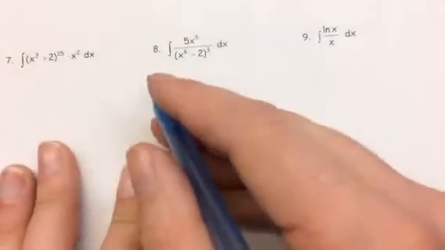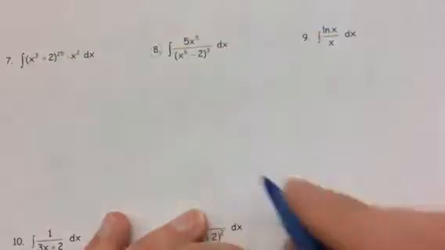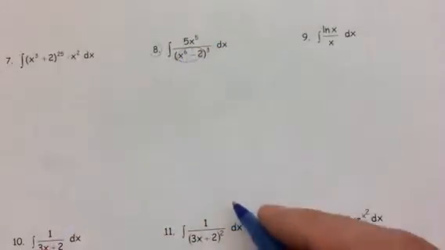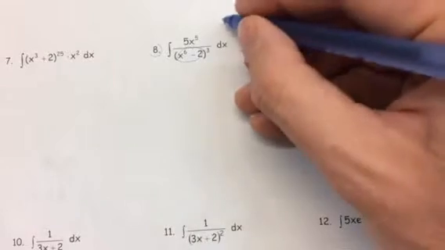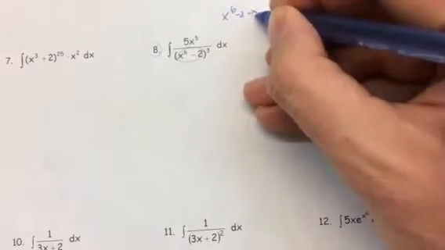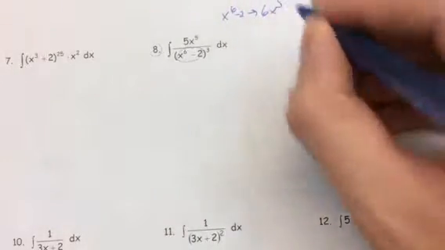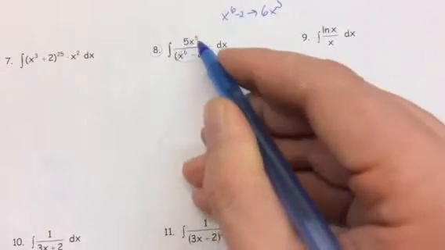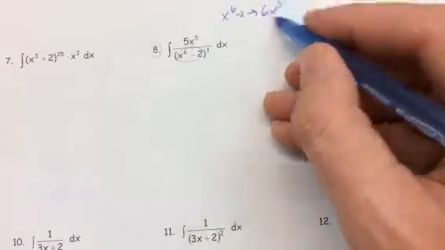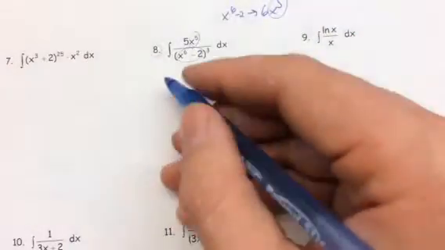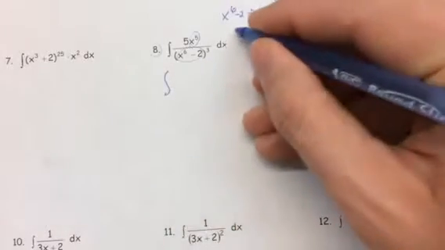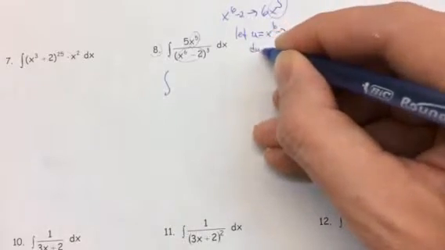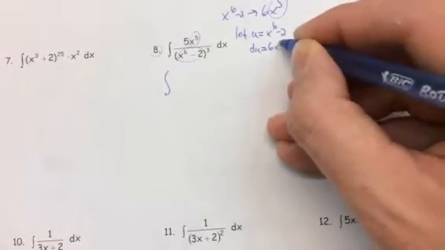On the back, I like number 8 a lot. Number 8's an important one to be able to recognize. The inside function is clearly this guy, and the derivative of x to the 6th minus 2 is 6x to the 5th. Here's x to the 5th, but it's got a 5 there. That's not going to matter. As long as it has the correct power, it'll be okay. I'm going to rewrite this. I'm going to say let u equal x to the 6th minus 2. du is 6x to the 5th.